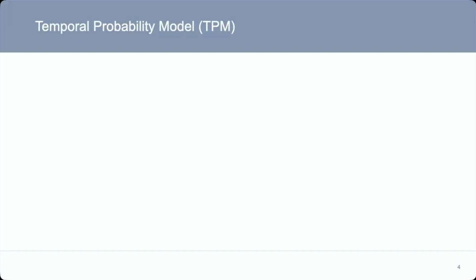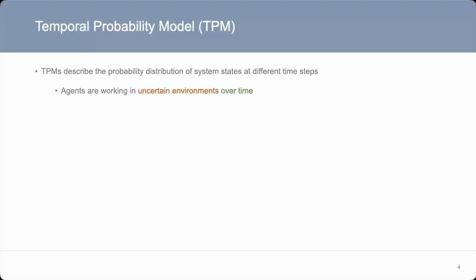Let us set the foundation of TPMs with some key definitions and terminology. Temporal probability models let us capture how a system changes over time. That is, TPMs describe the probability distribution of a system at different time steps. Think of an AI agent in a world where it cannot see everything and has to make smart guesses as it goes. In other words, agents are working in uncertain environments over time. And we need a representation to keep track of this information and reason about it.